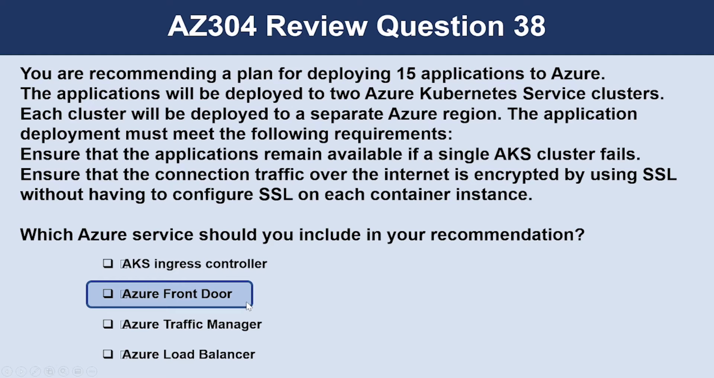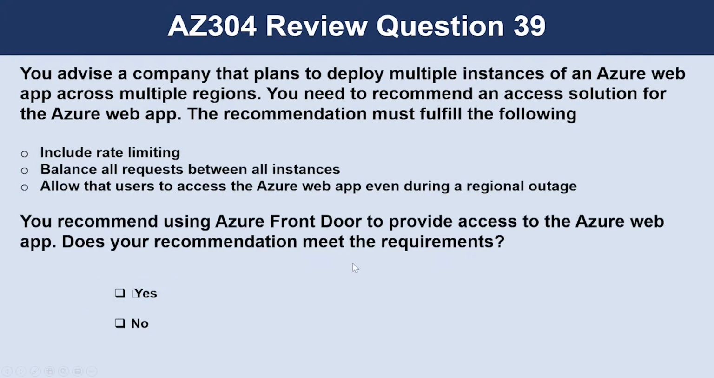The correct answer is Azure Front Door. Azure Front Door service enables you to define, manage, and monitor the global routing for web traffic by optimizing for performance and instant global failover for high availability. And Azure Front Door can also terminate Secure Sockets Layer sessions, which is SSL.